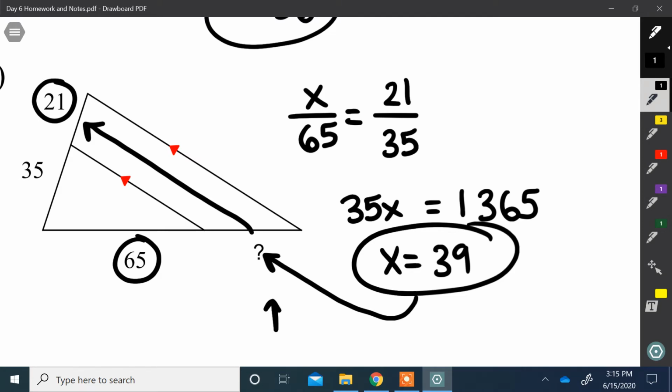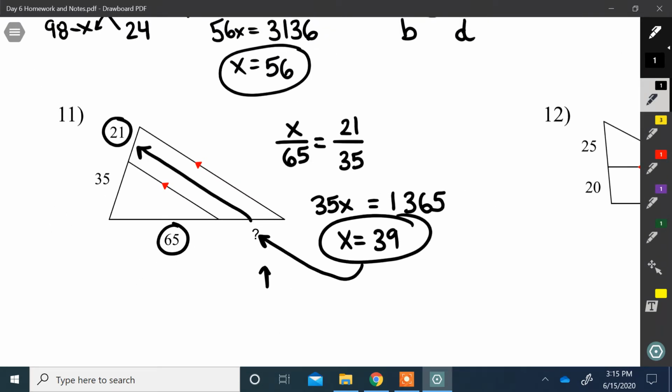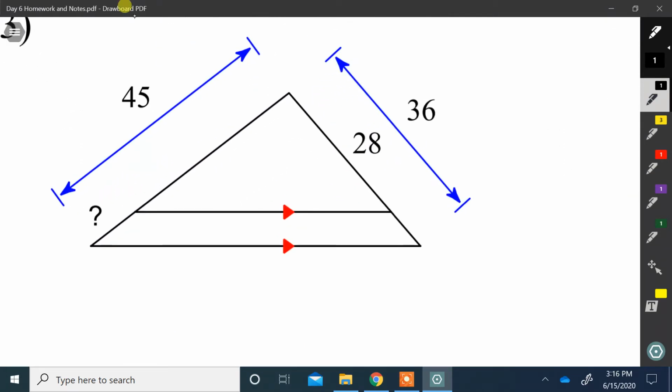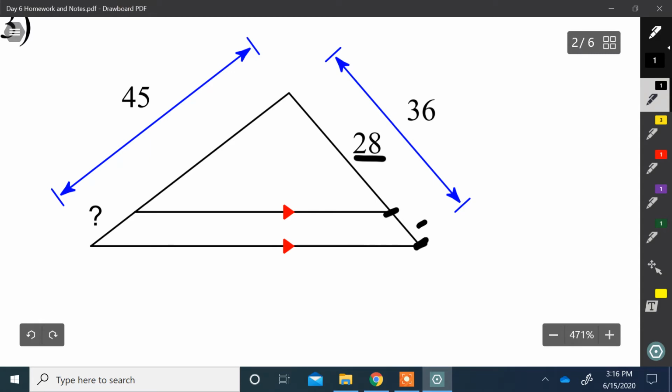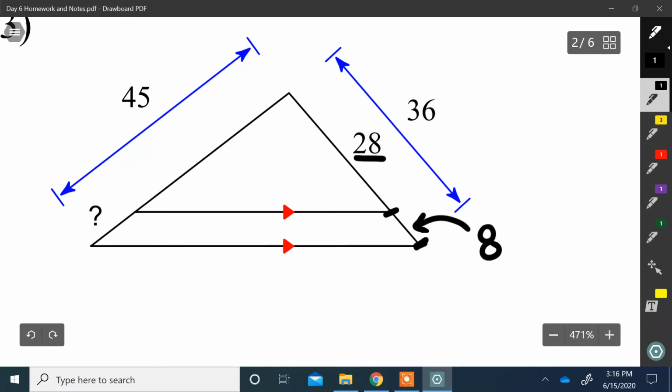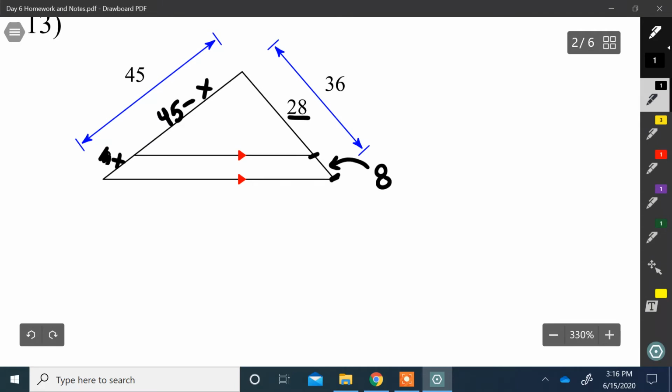Hopefully this is making a little bit more sense. Let's do another one so you understand it a little bit better. We have this already. We need this portion from here to here. That's very easy to get. All I need is subtract 36 minus 28, and that gives me 8. Okay? If this right here is x, then this will be 45 minus x. Now let's go ahead and set up the problem.